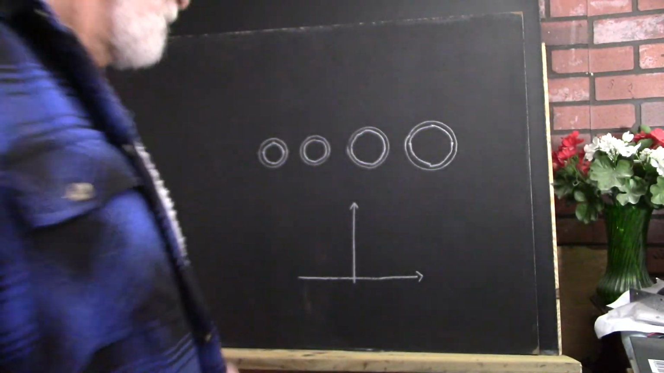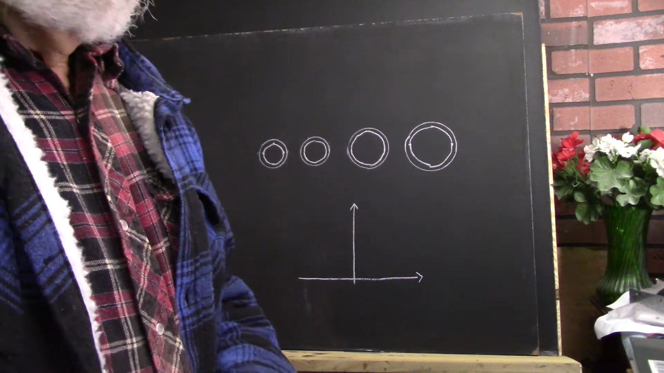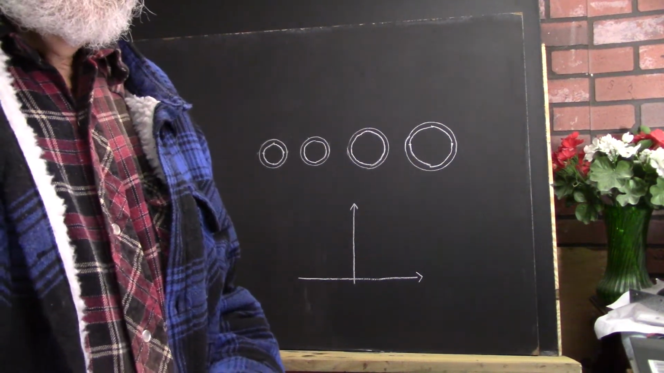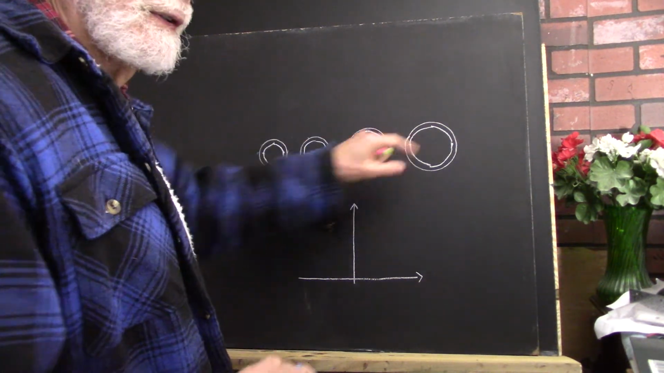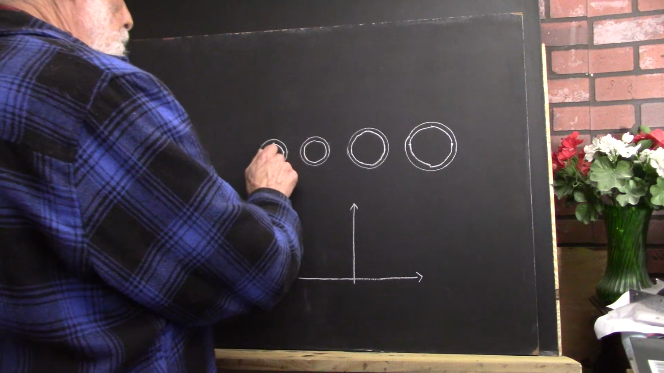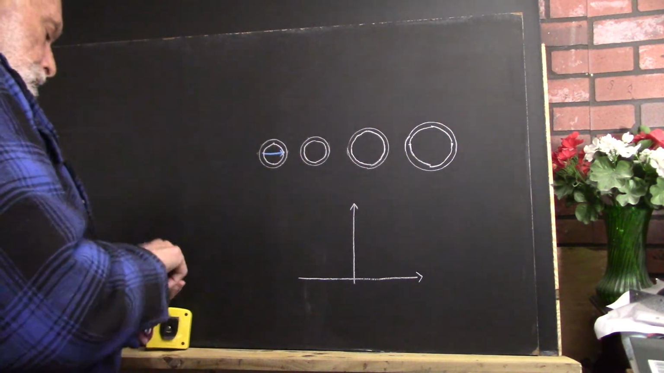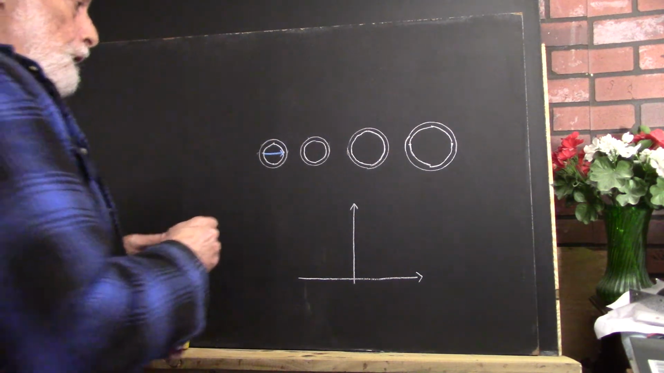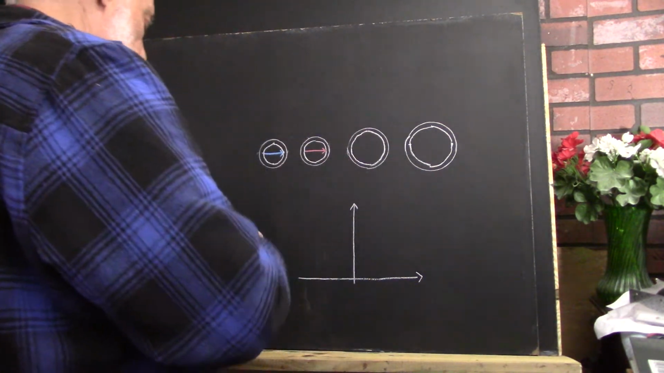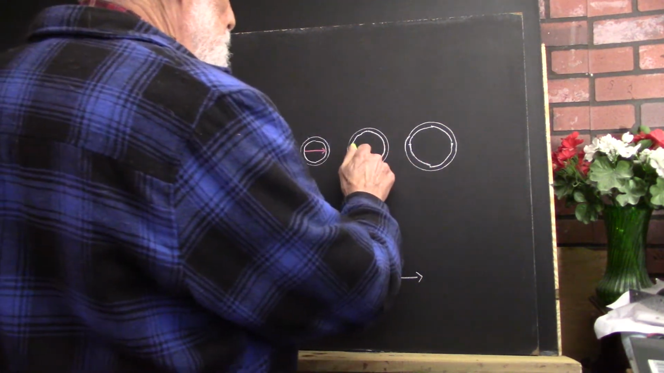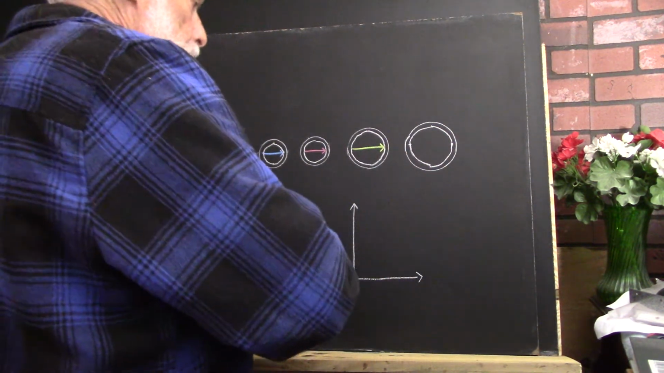But there we are. Okay. Now, if I take a diameter of each of these circles, and here's the diameter of this circle, it's going to be represented by this arrow. And then I'll represent the diameter of this circle by an arrow, and the diameter of this one, and the diameter of this one.